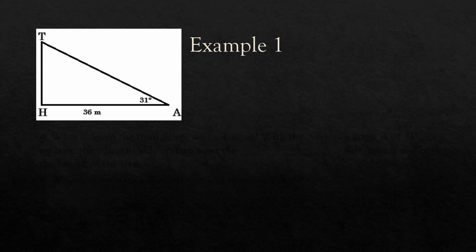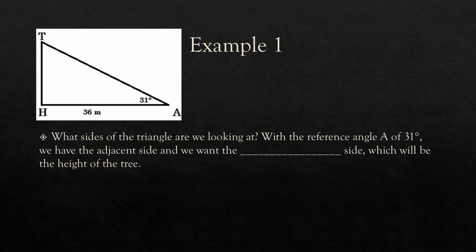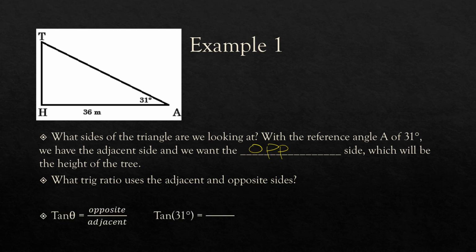So here's our triangle again, just the triangle without the picture. What sides of the triangle are we looking at? Well, with this reference angle of 31 degrees, we have the adjacent and we want the opposite side. That would be the height of the tree. What trig ratio uses the adjacent and the opposite sides? TOA. Tangent uses opposite over adjacent.